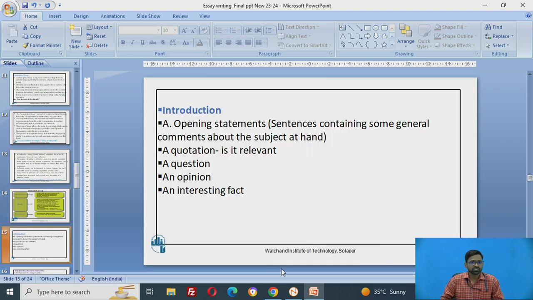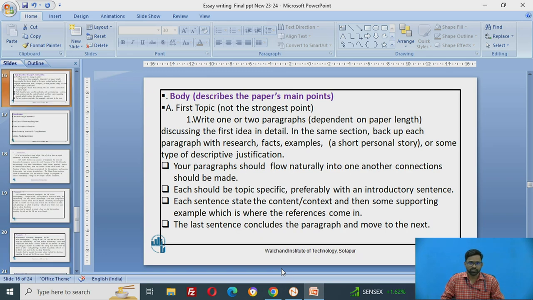An introduction is an opening statement, sentences containing some general comments about the subject. A quotation related to that topic, a question, an opinion and interesting facts can be included. Then the main body. The first topic is related to the main theme. Your paragraphs should flow naturally into one another. Each should be topic specific, preferably with introductory sentences. Each sentence states the content, the context and then some supporting example, which is where the references come in. The last sentence concludes the paragraph and moves to the next.